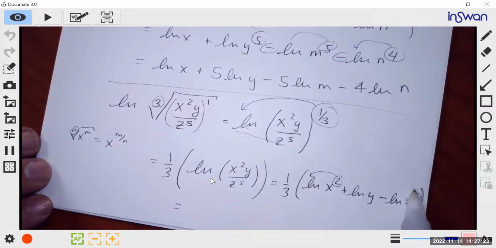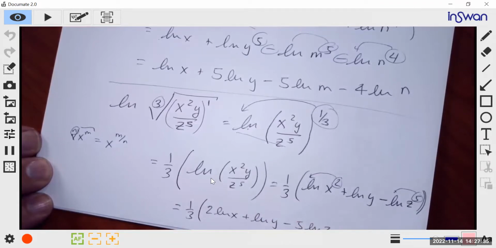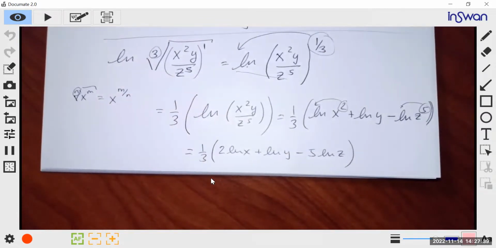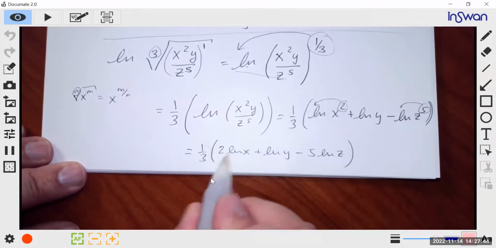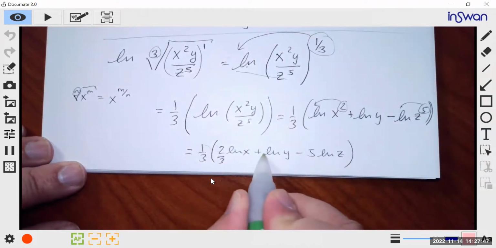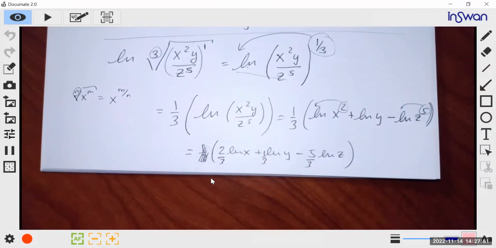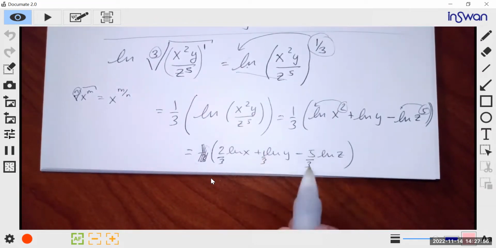These coefficients just go right in front of the ln's. So it's 2 ln x plus ln y minus 5 ln z. The last step, multiply by 1/3 or divide each of these by 3. And there's your answer. 2/3 ln x plus 1/3 ln y minus 5/3 ln z.